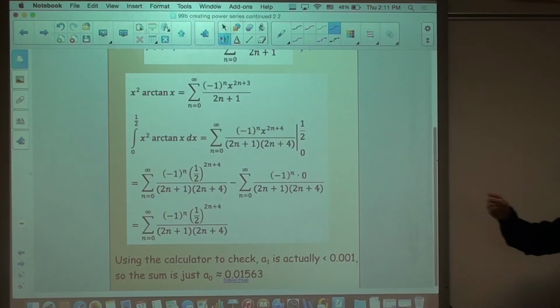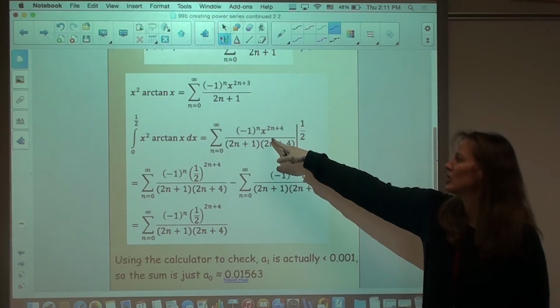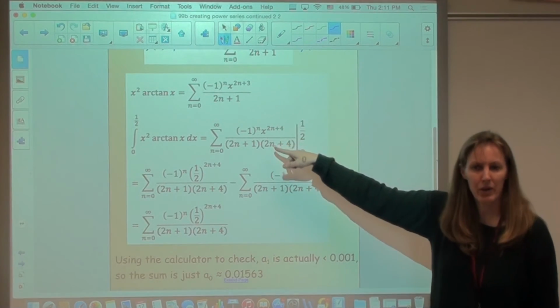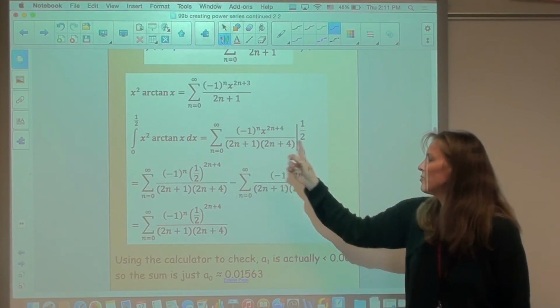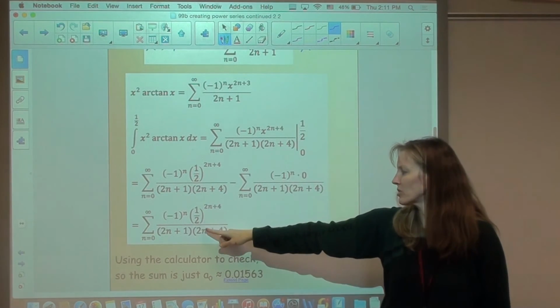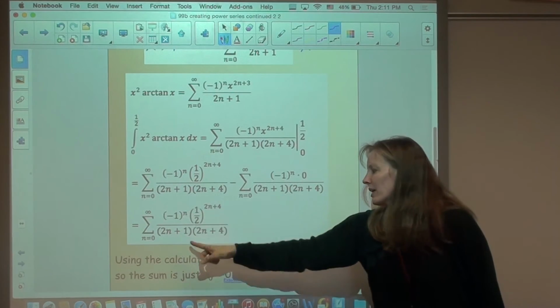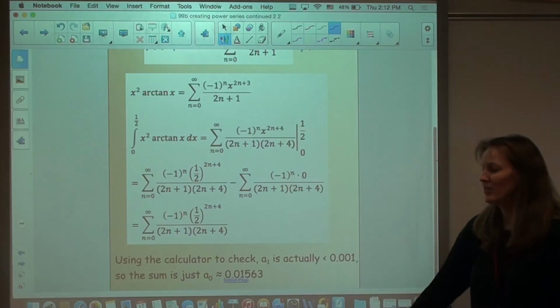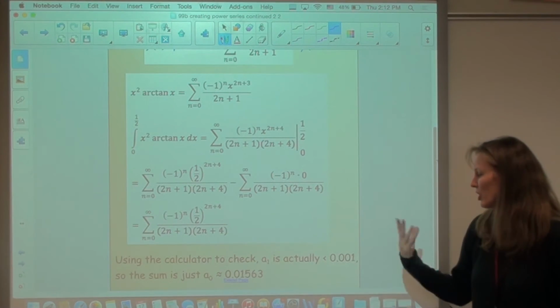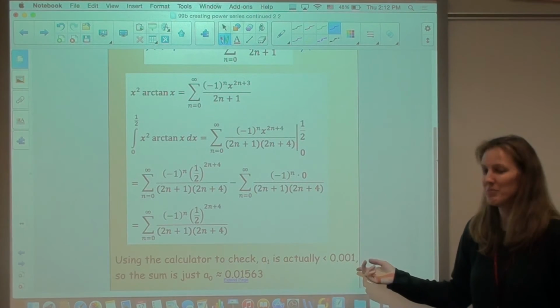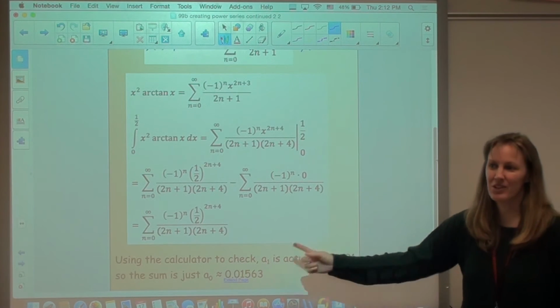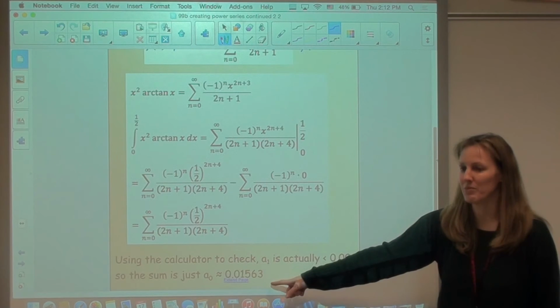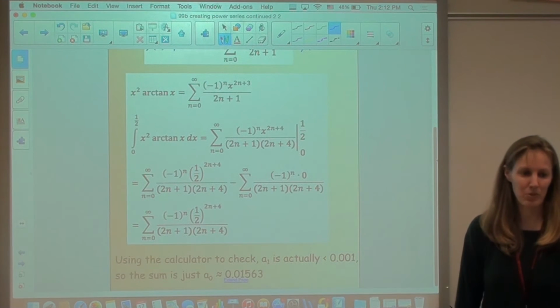All right, how'd you do with your integral? Did you all match? Raise the power by 1, divide by the power. Good. Plug in your half, plug in your 0. The 0 term goes to 0, you're left with this. Plug this into your calculator. Believe it or not, the first term, a sub 1, is less than 0.001. So your sum is just the a sub 0 term, which is pretty nice.